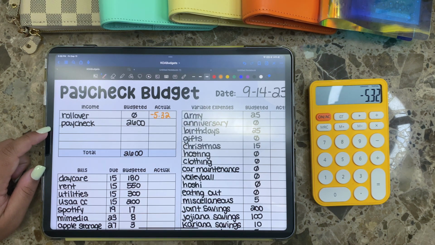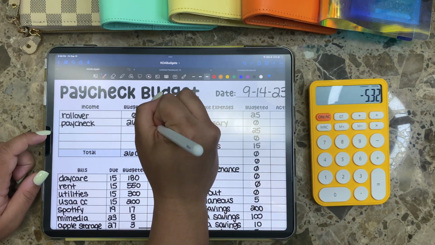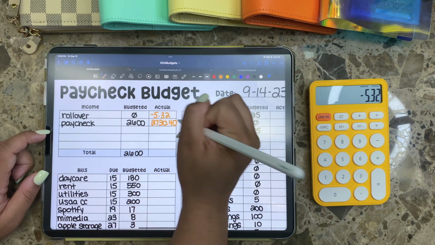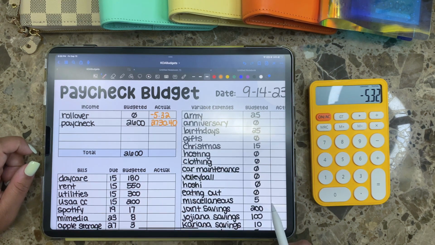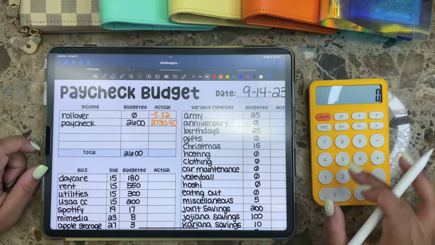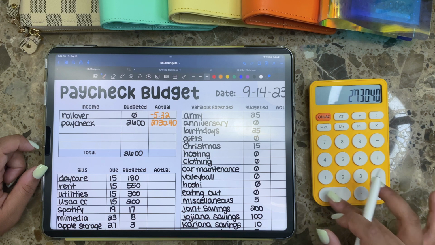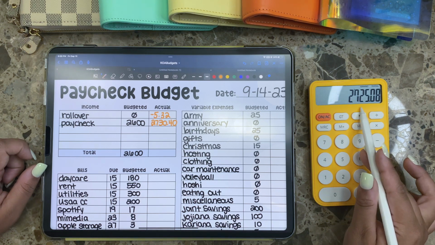And then the paycheck will be your paycheck amount. And your total will just be the sum of all of those numbers. And that should be what is in your bank account.